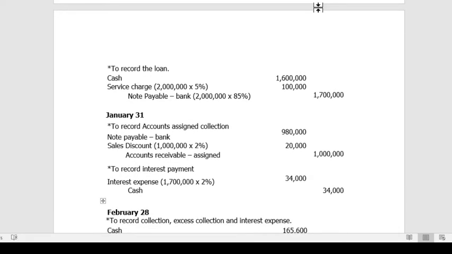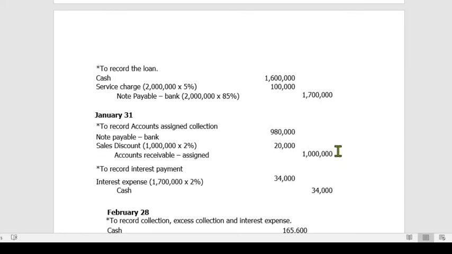Doon muna tayo sa collection ni bank. So, ni-notify ka ni bank na may nagbayad na 1 million. So, anong gagawin mo? Since naka-set up yan as accounts receivable assigned, you deduct it. So, you credit accounts receivable assigned 1 million. So, binawasan mo na ang iyong accounts receivable assigned na 1 million.